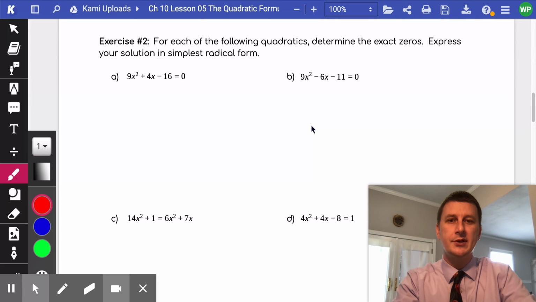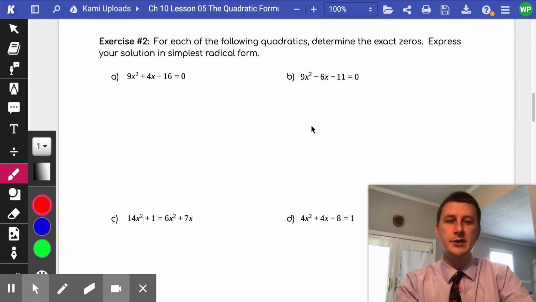So we're going to be looking at exercise number 2, found in lesson number 5 on the quadratic formula in chapter 10 of your workbook. And if you don't have a workbook and you're just watching this video for the tutorial, that's fine as well. So let's look at exercise number 2.